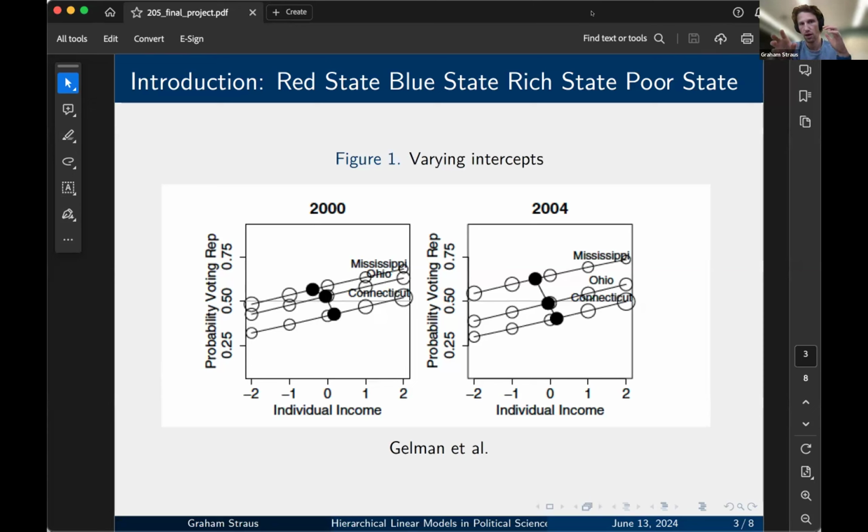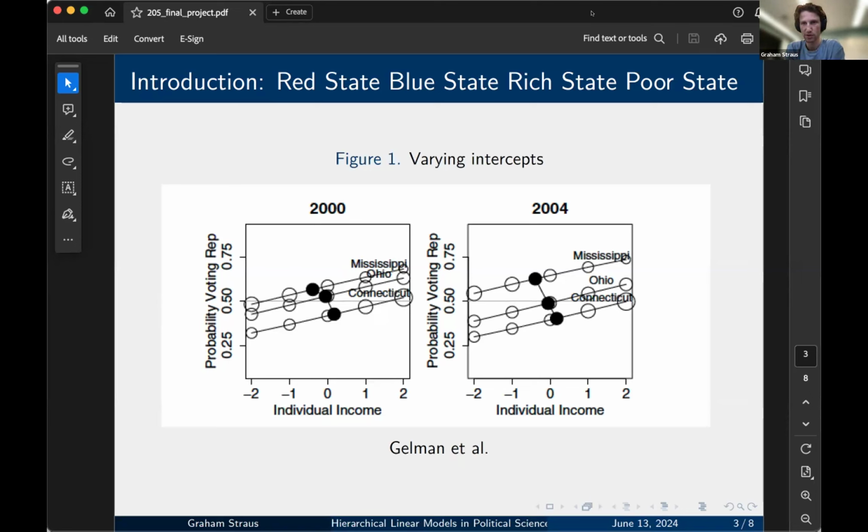But looking at individual level data in a multi-level model, where there's this hierarchy of people inside states, and allowing states to have different baseline levels of support, you see that a state like Mississippi is different from a state like Connecticut in that it's overall going for Republicans more, but it's a poorer state because more of the people in Mississippi are at the lower end of the income distribution.